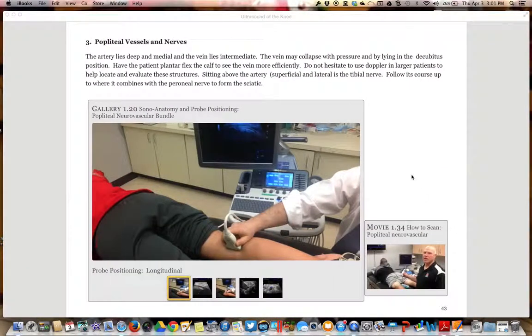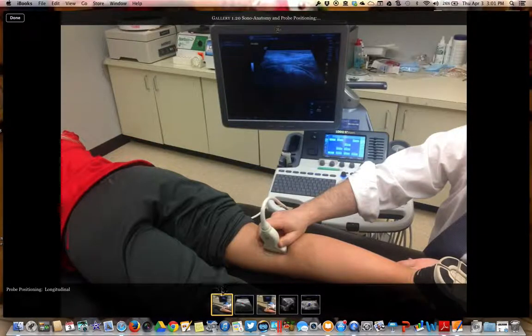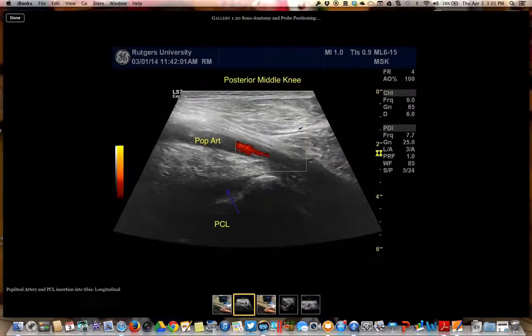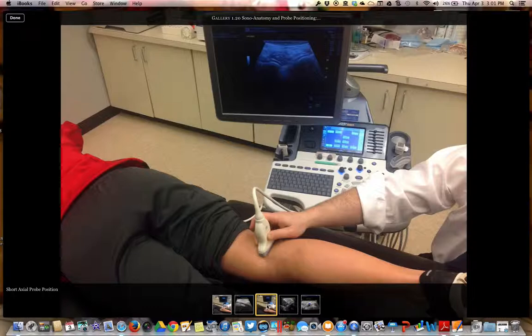Let's now review the popliteal vessels in greater detail, along with the neuroanatomy. This is the position for looking at the popliteal vessels in long and what the popliteal artery looks like with the PCL below. Here is the short position.